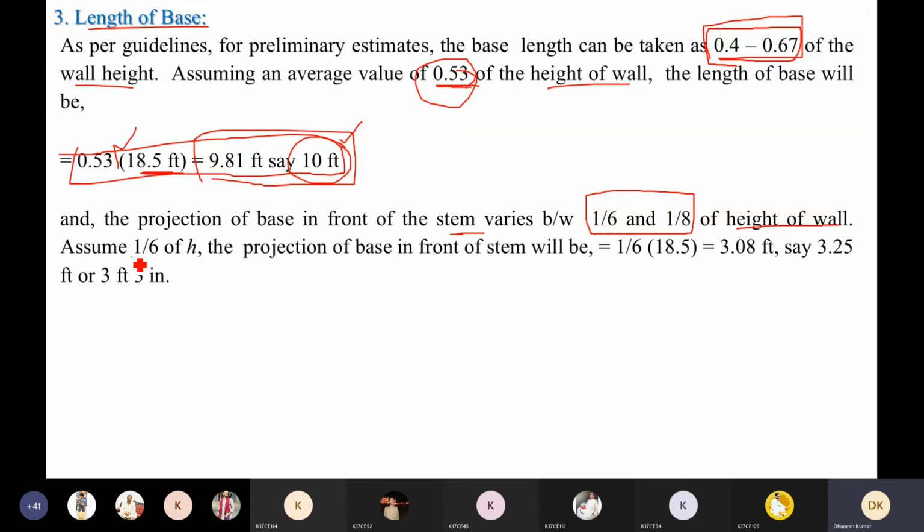Okay, so assuming 1.6 of the height, now we are taking the higher category of this range, that is 1/6 of h. So the projection of the base in front of the stem will be 1/6 of 18.5 foot, which comes out to be 3.08 foot.